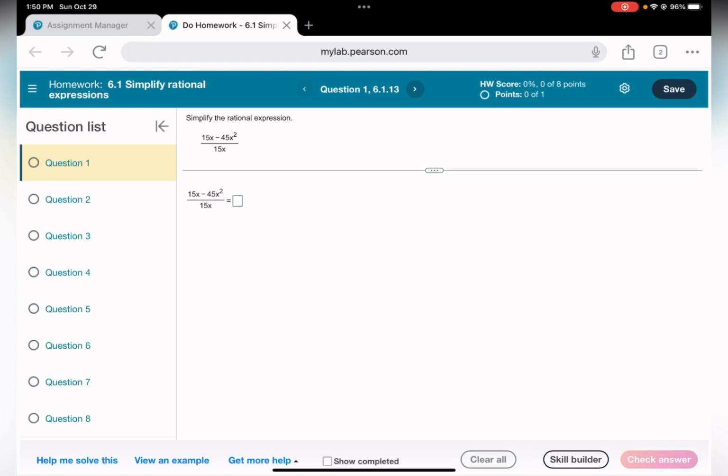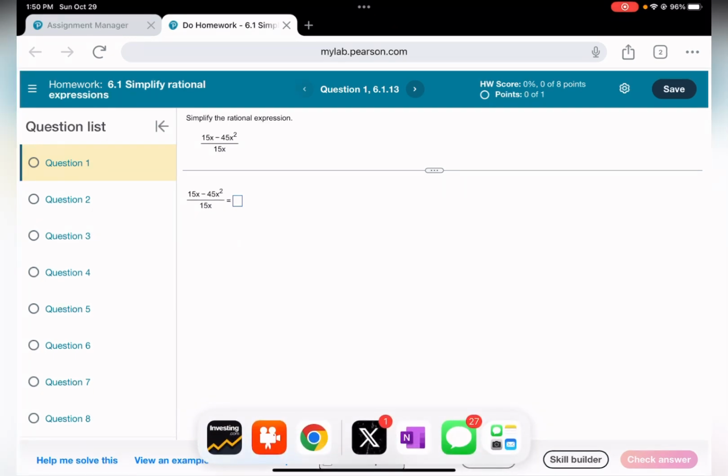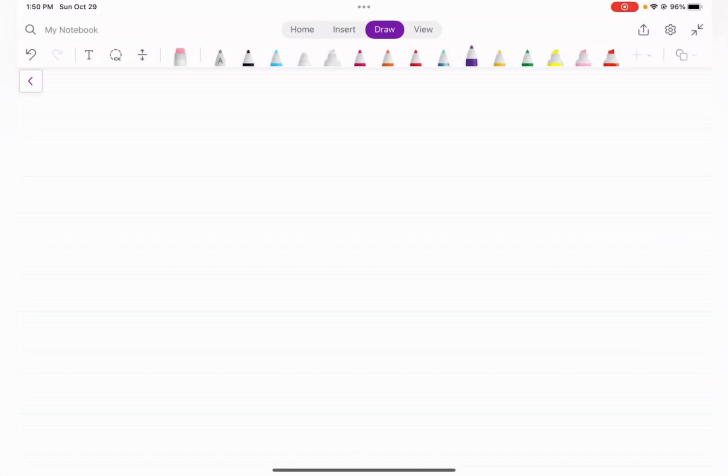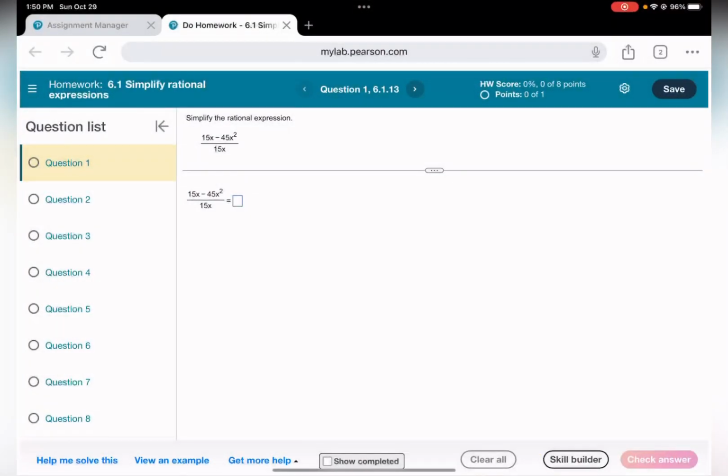All right, we're going to work on homework chapter 6.1, simplifying rational expressions. So, if we have a fraction with x, then we call it a rational expression. Let's see how we are going to solve 15x minus 45x squared, divided by 15x.